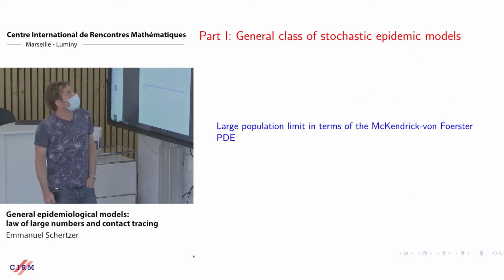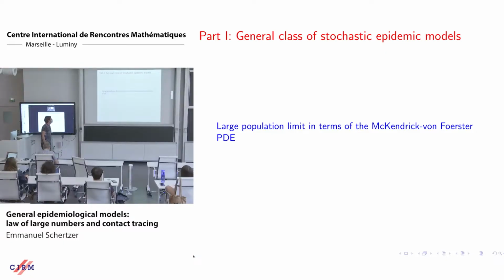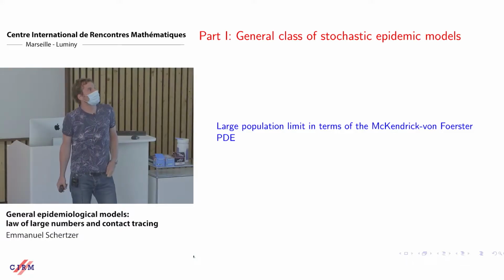So first, I would like to talk about not a model, but a general class of stochastic epidemiological model with an arbitrary number of compartments. And what I would like to convince you is that if you take those models, which are fairly general, then there is a very natural universal scaling limit that can be described in terms of the so-called McKendrick-Von Foerster PDE. Okay?